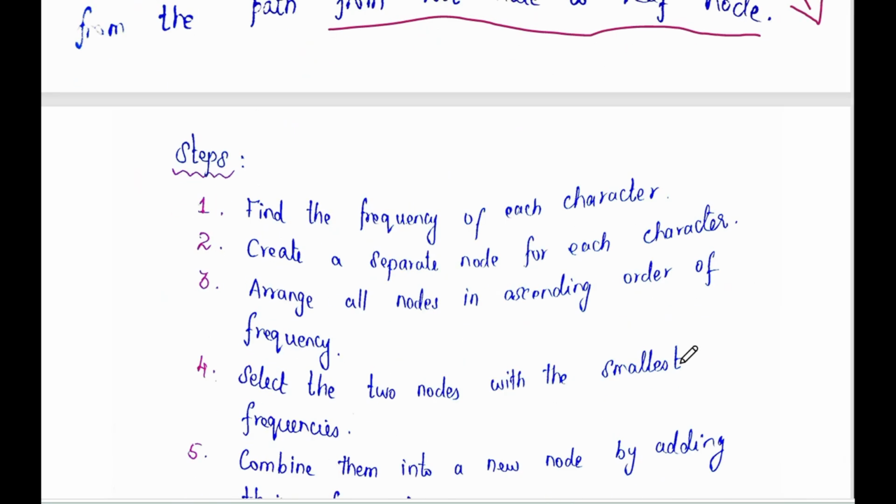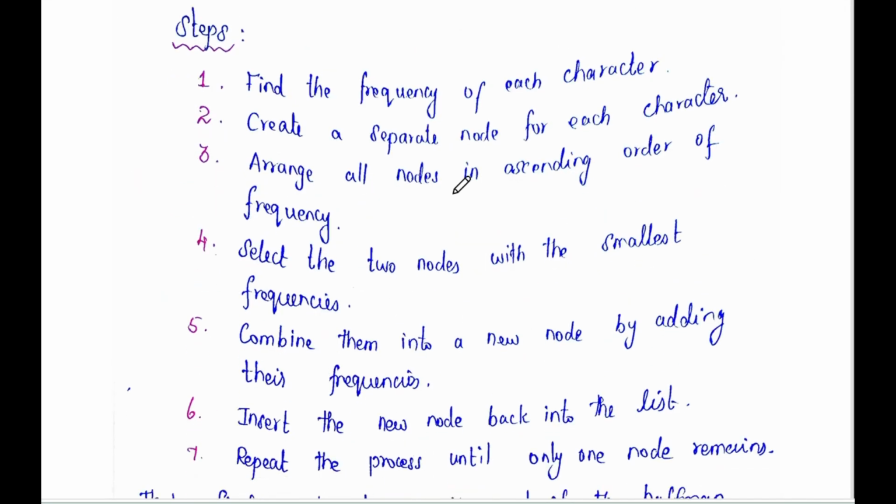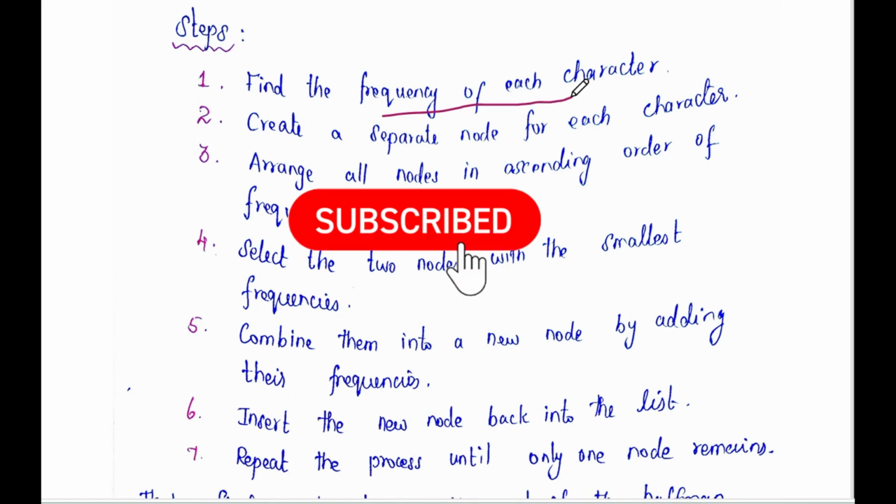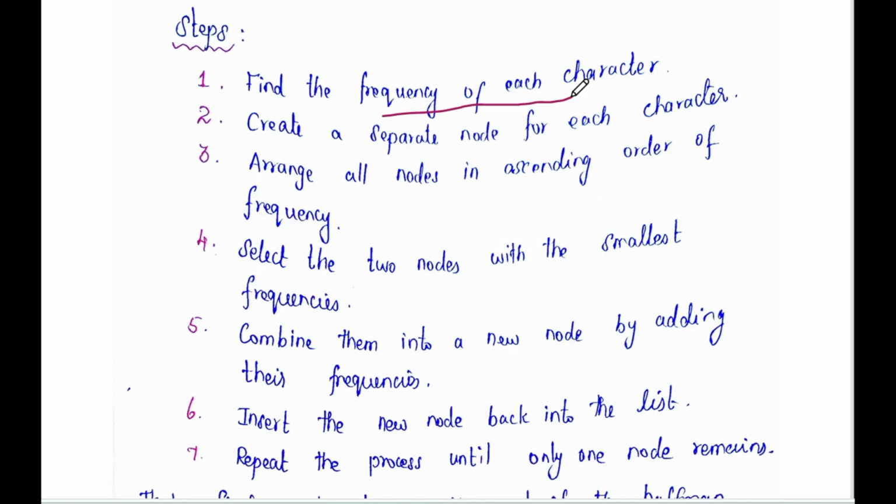Okay, so the steps. First, find the frequency of each character. Given a message, find how many times each particular character appears in the message. Then create a separate node for each character, so the first step is to make a leaf node for all the characters. Arrange all nodes in ascending order of frequency. The character that appears fewer times has its leaf node placed first in the Huffman tree.